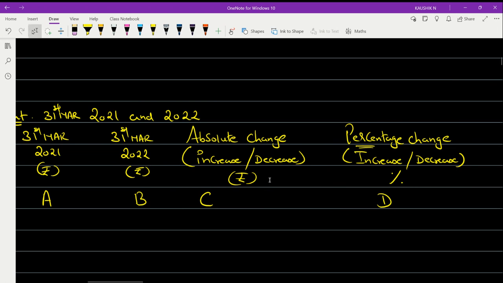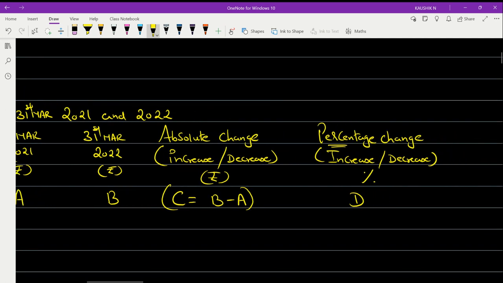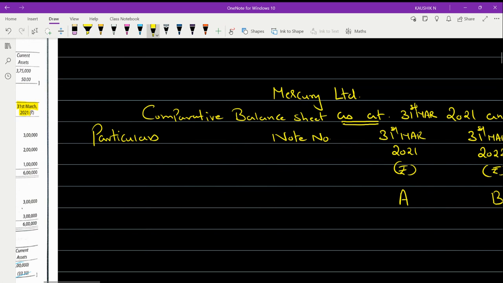Now, the absolute change you are going to get by using the B column and A column. So the formula for the values of C column is C is equal to B minus A. Okay, this is the formula you are going to use here. And then the formula you're going to apply for percentage change, D column, is equal to the value in the C column divided by the value of A column, and that should be multiplied by 100, since you are expressing it in percentage. Okay, so this is how you'll first set the problem.